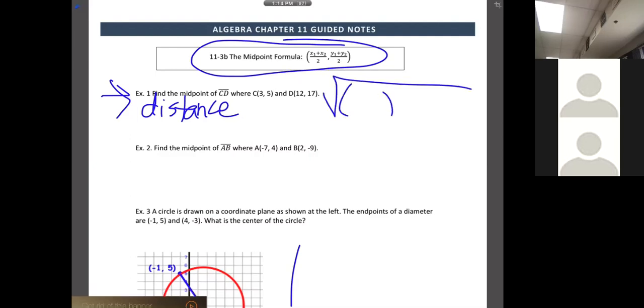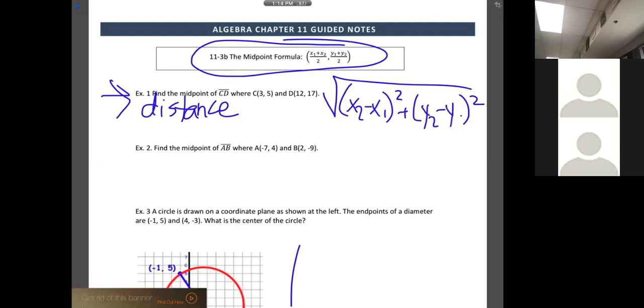Okay, so the distance formula is really an extended version of the Pythagorean theorem, right? So it's x2 minus x1 in parentheses squared plus y2 minus y1 in parentheses squared, add them together, square root. Okay, so we're finding the distance between this point and this point.